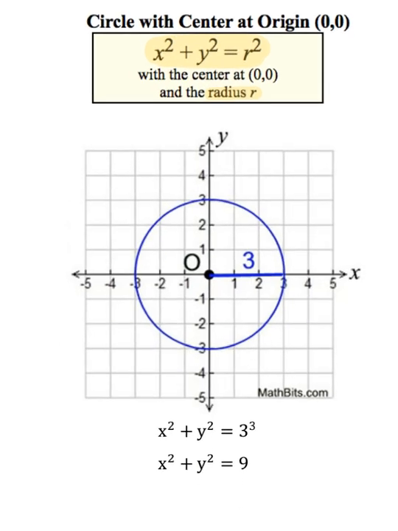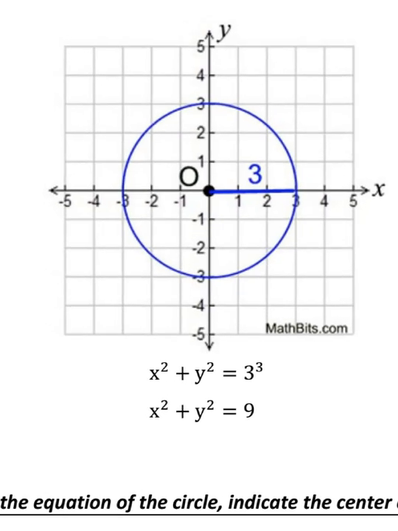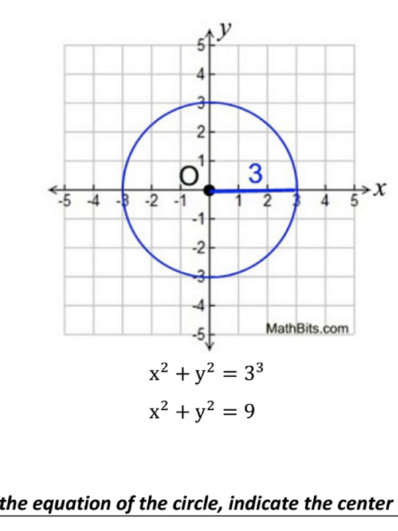So let's take a look at this example over here. Here we are given a circle whose center is at the origin and whose radius is 3. So using that equation, x squared plus y squared equals r squared, we're going to substitute in 3 for our radius r and get x squared plus y squared equals 3 squared, which in our case is x squared plus y squared equals 9. And this would be the equation of our circle.